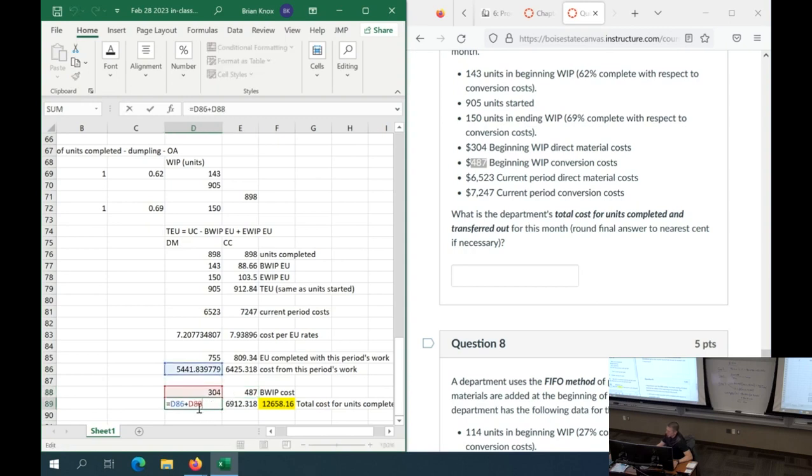All right, so now we have this period's work plus beginning WIP cost for direct materials, and the cost of this period's work plus beginning WIP costs for conversion costs. And we can sum those and get the total cost of units completed and transferred out.